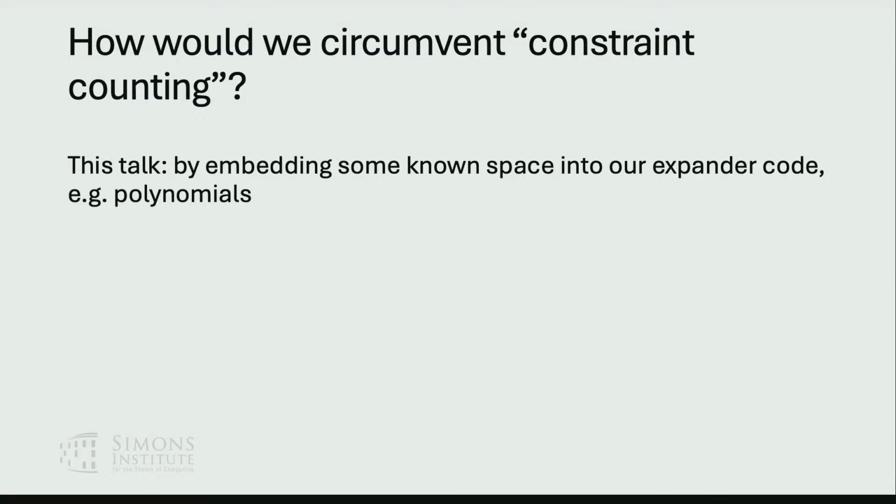Okay, one natural way to do it is by showing code words. You actually show a bunch of linearly dependent code words, and this gives you a bound on the rate. So the way we're going to do it here is by embedding some other space, some other code into the space of code words in our expander code, and that's how we'll show that the code actually has some rate. And the space we're going to use is going to be polynomials.